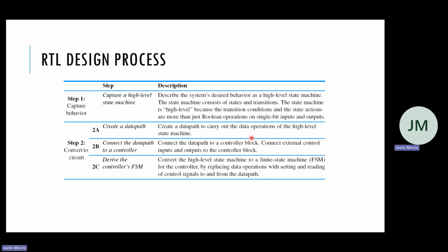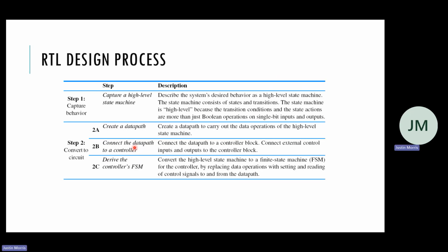All right, so this was our design process. We first capture the behavior with the high-level state machine. Then we create the data path. Then we connect the data path to the controller. Then we copy paste the states and the transitions from the high-level state machine, create the finite state machine to get the controller. And then once we have that finite state machine, we can create the circuits, and then we already have them connected from 2B, right?